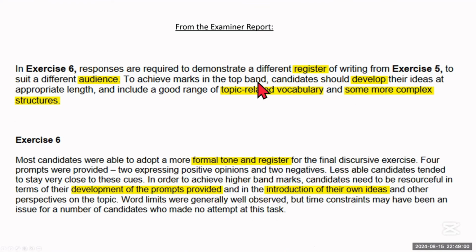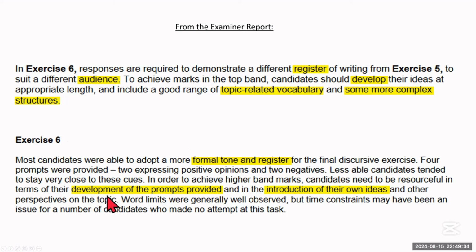Here we have the examiner report, and it says that you need to have the right register. So here is very formal because it's a report. You have to develop your ideas. So don't just use the points in the question without developing them. You should have topic-related vocabulary and some complex sentence structures. So again, your tone should be formal.